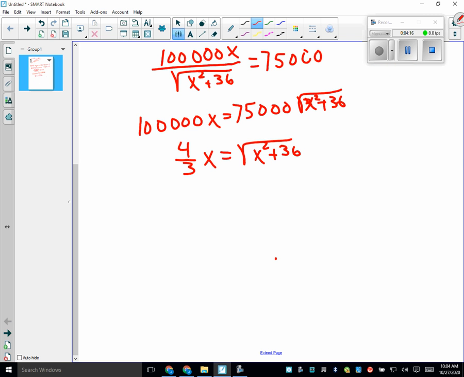Now square both sides. 16/9 x squared equals x squared plus 36. I got that. That's how I did that.